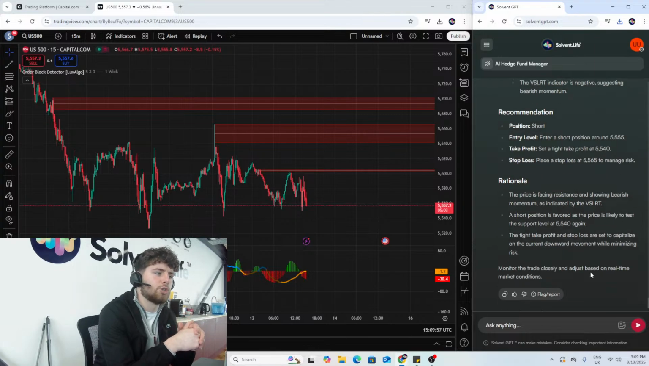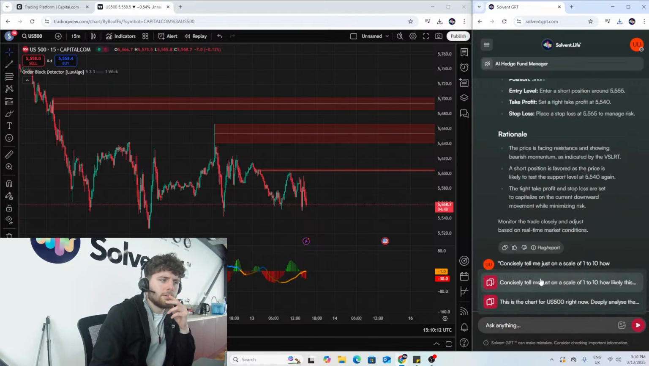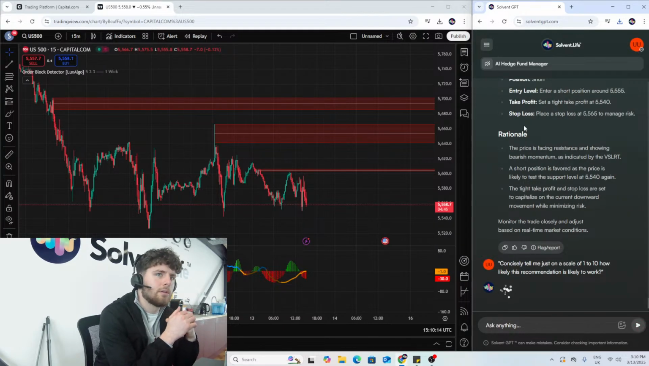Essentially enter a short position around the current entry. Tight take profit of 5,540. Potentially. I'm going to ask for a confidence rating on the recommendation, see what we're given.